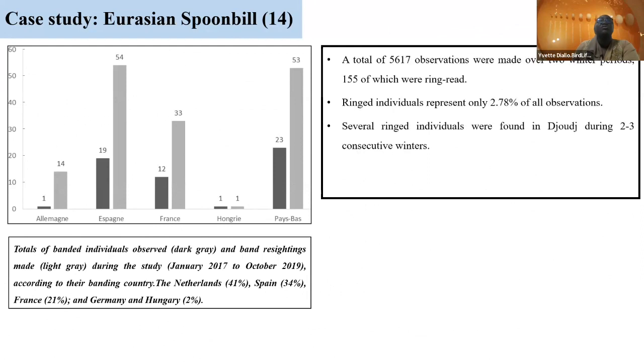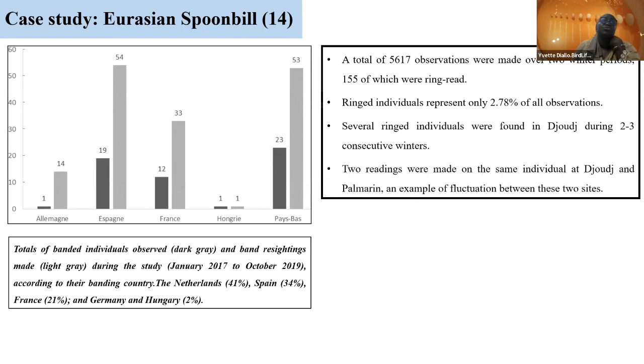Next. A total of 5,617 observations were made over two winter periods, 155 of which were ring reads. Ringed individuals represent only 2.7% of all observations. Several ringed individuals were found in Jute during two or three consecutive winters. Next. Two readings were made on the same individual at Jute and Palmarine, an example of fluctuation between these two sites. Next.